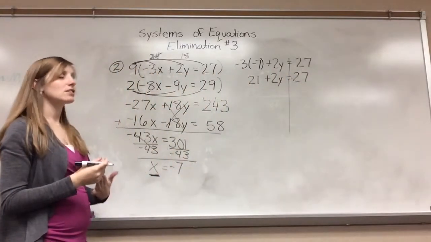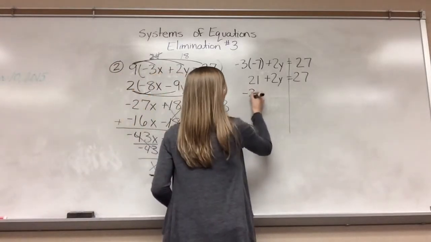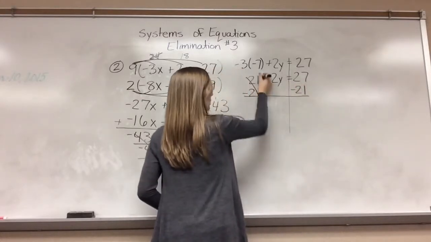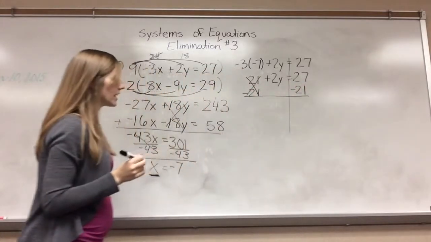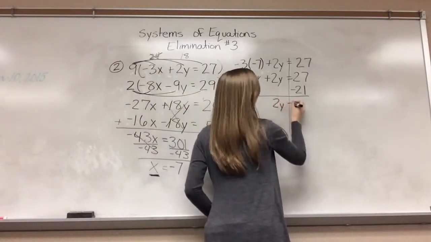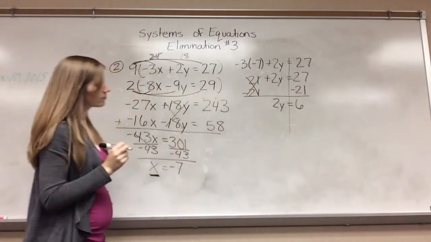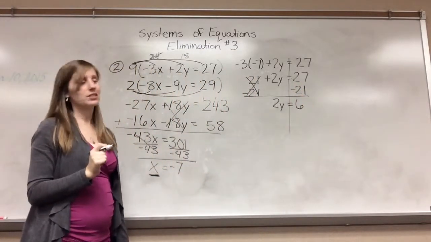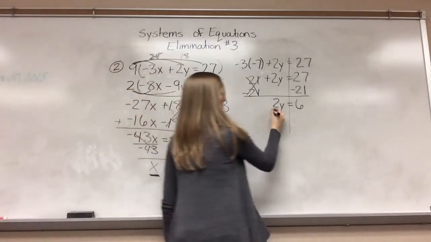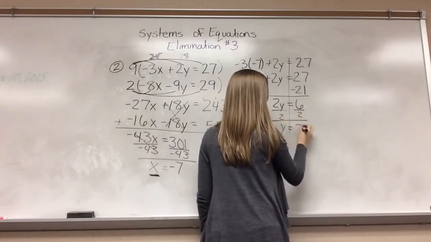From there, I need to cancel out that positive 21, so I'm going to subtract 21. So I subtract 21 on both sides. 21 minus 21 is 0, so they cancel. My 2y just comes down. And 27 minus 21 is 6. So I'm almost finished. I have one more step. I need to divide both sides by 2. So when I divide by 2, 6 divided by 2 is positive 3.